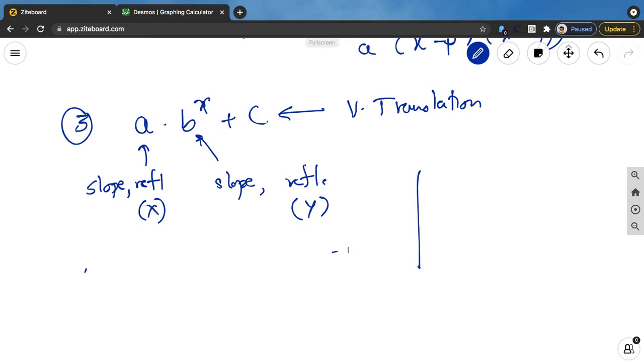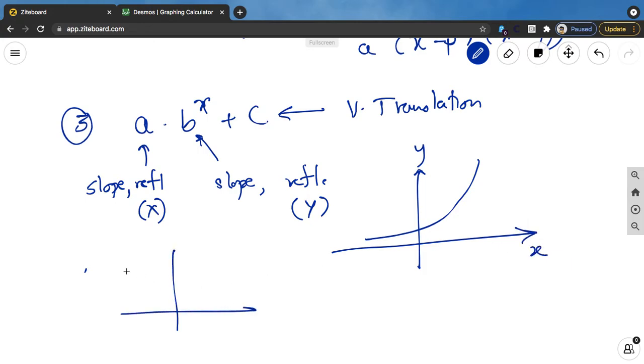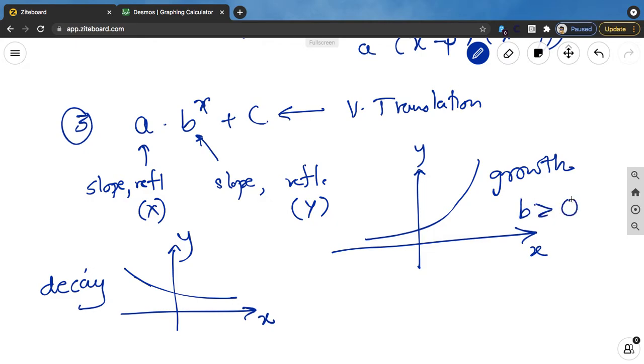And what is the graph looking like? Well, the graph looks like this if B is greater than 1, and the graph looks like this. So this is a growth function and this is a decay function. This happens when B is greater than 1, sorry, not 0. B is always greater than 0, and this happens when B is less than 1.